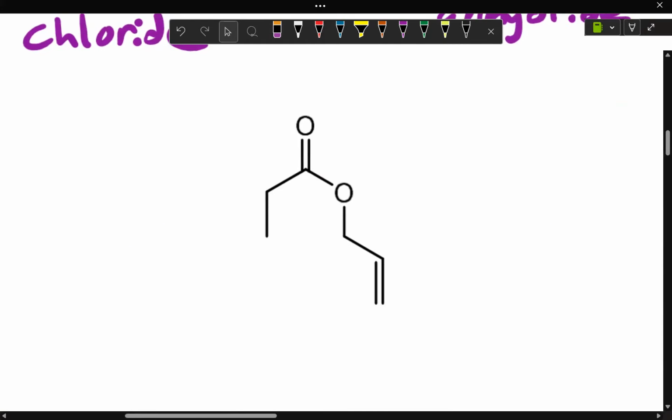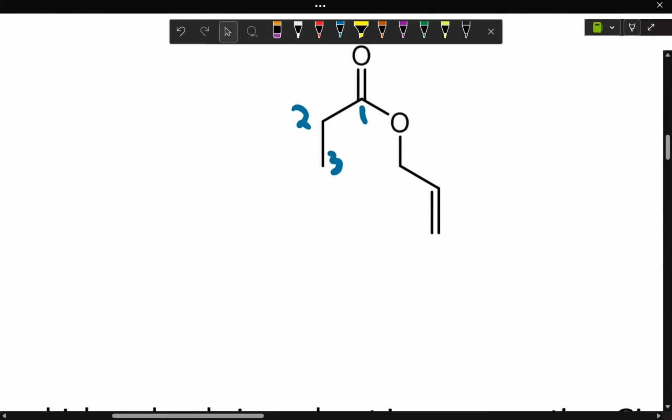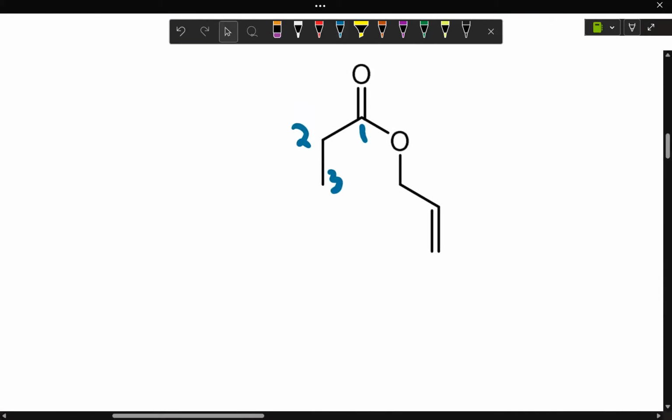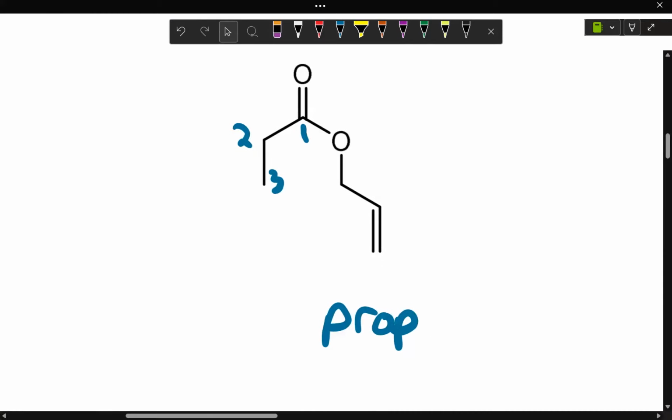Let's name the ester. So to name the ester, we're going to first number coming off of the carbonyl group. Let's start off with just that to begin with. We have 3. 3 is prop. No alkenes or alkynes, so propan. And then the ending for esters is oate. So propanoate. And that's it for that side.